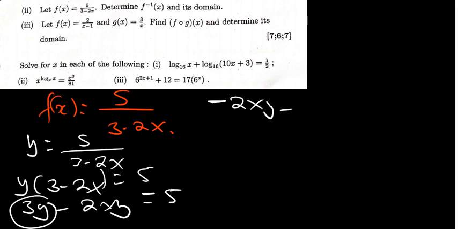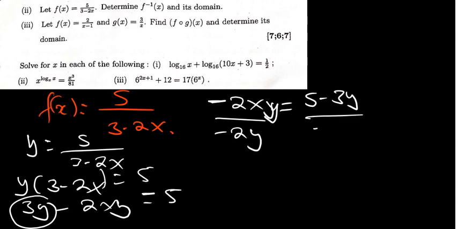From here we cross multiply. We are going to get y times 3 minus 2x is equal to 5. This is going to give us 3y minus 2xy is equal to 5. We shift this to the other side. We are going to have negative 2xy is going to be equal to 5 minus 3y. We divide both sides by negative 2y. So x is going to be equal to 5 minus 3y over 2y.